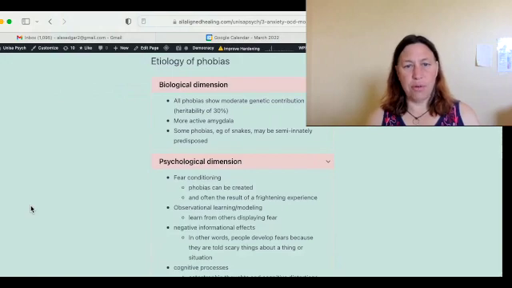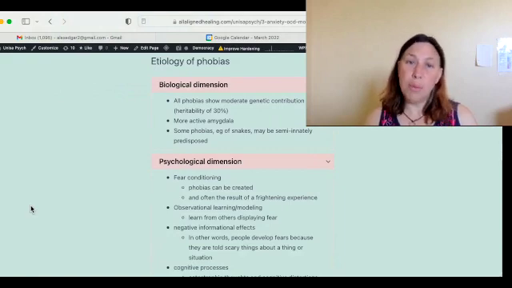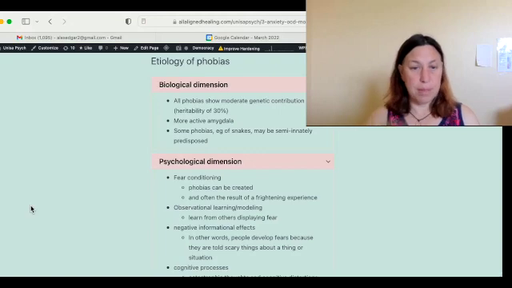Psychological dimension. Okay, there's fear conditioning. Phobias can be created, often the result of a frightening experience. A dog almost bites you, you may develop a phobia. Observational learning or modeling. Your mom is scared of dogs, you may develop a phobia. Negative informational effects. Too many newspaper articles about people being hurt or killed by dogs, you may develop a phobia.